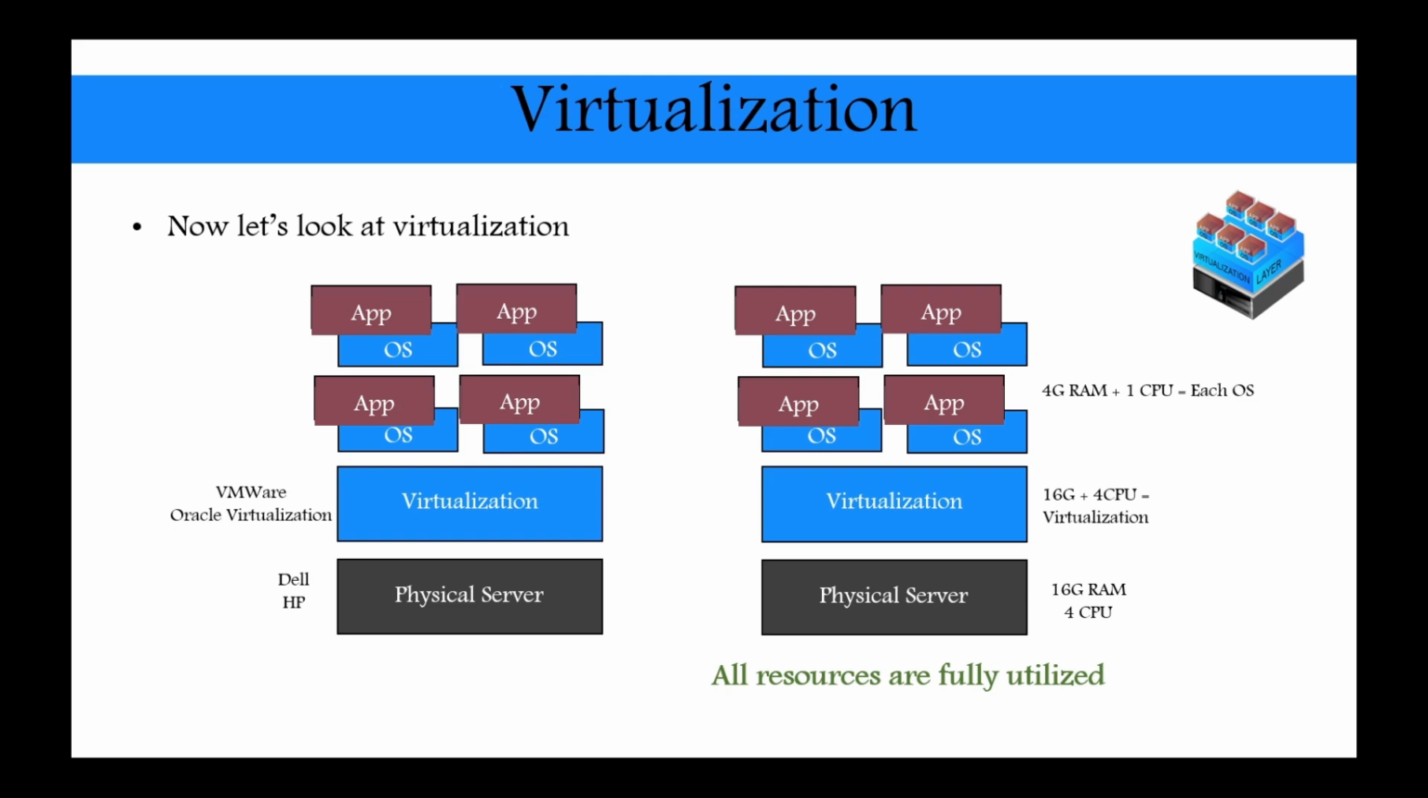Remember those days when you had one physical server and one operating system, and then people came up with another idea: split the disk in half and do a dual boot. So one partition would run, let's say, Linux, and one partition would run Windows. But the problem with that was you could run only one operating system at a time.